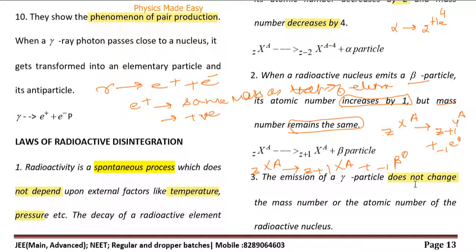The emission of gamma ray does not change the mass number or the atomic number of the radioactive nucleus.